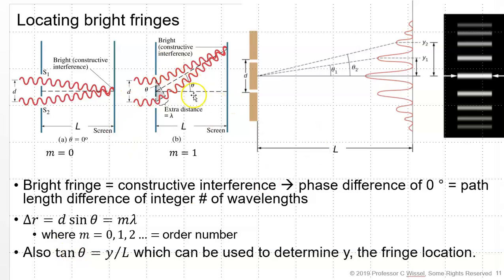Also, if you look here, in here, okay, or in here, you can see that if this is the position of one of the fringes on the screen, the linear position of one of the fringes on the screen. Here's the distance between the slits and the screen. And you can see this angle here, and these are related to the tangent. So tangent theta equals y over L can be used to determine the fringe location in units of length, instead of angles.